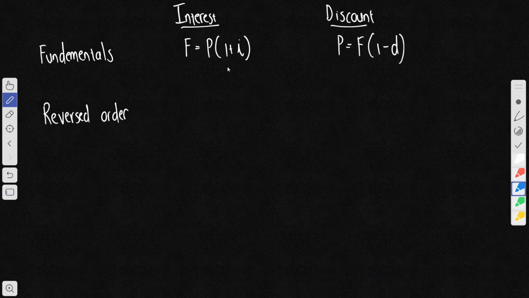When working with interest rates, we know that we add interest to the present value to obtain the future value. That is the natural order of things. If we need to reverse this calculation, we divide both sides by 1 plus i.